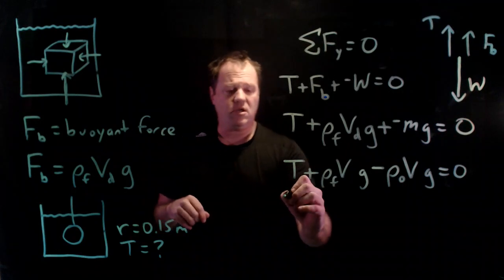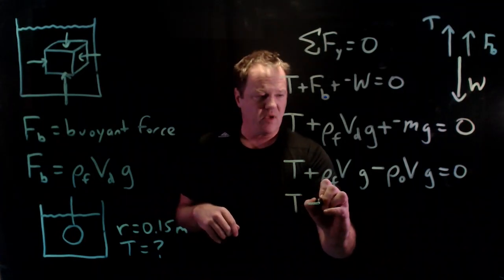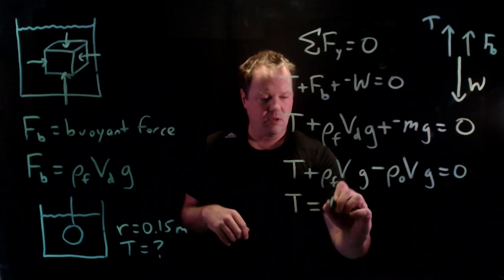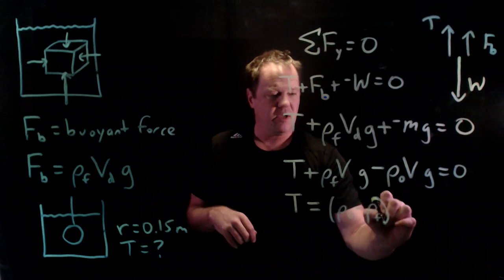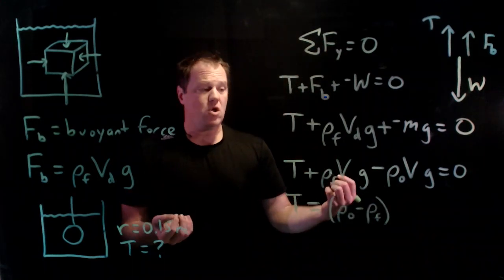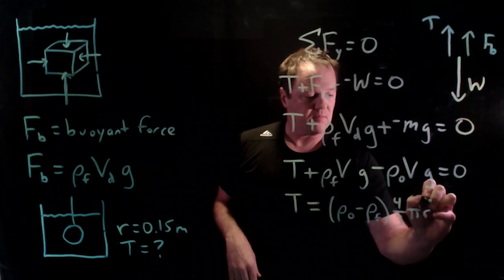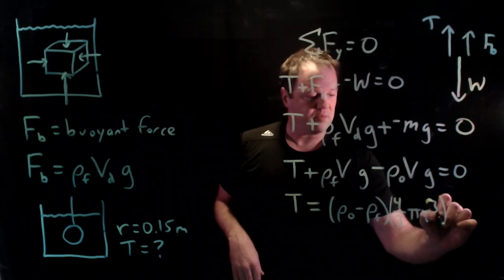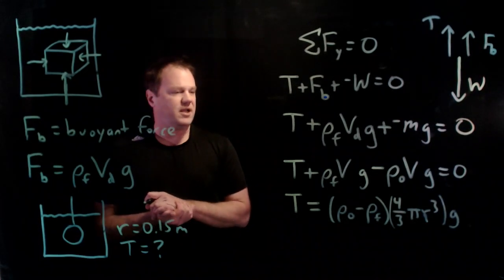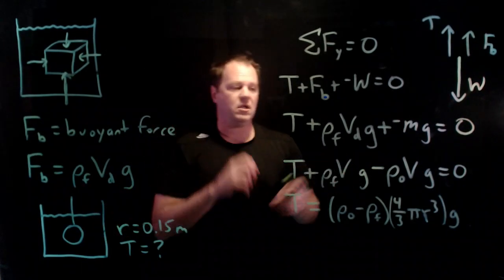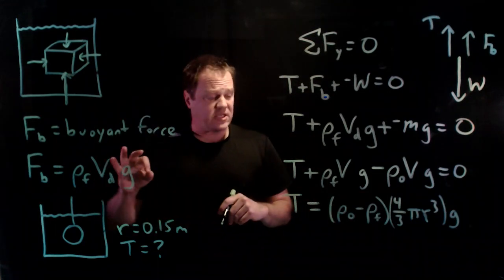Okay, so I'm going to do the algebra pretty quickly here, but the tension will be equal to the density of the object minus the density of the fluid times the volume, which is 4/3 pi r cubed, and then we multiply by G. Okay, so yeah, the algebra is a little fast, but I just solve for T, substitute in volume of 4/3 pi r cubed. Okay, so next is to throw in numbers.